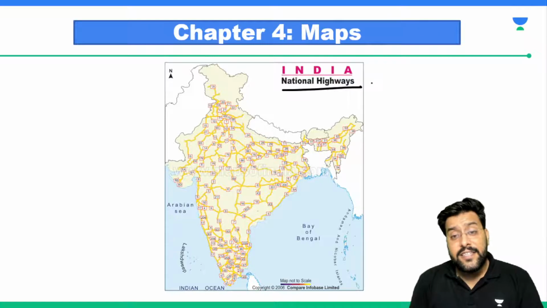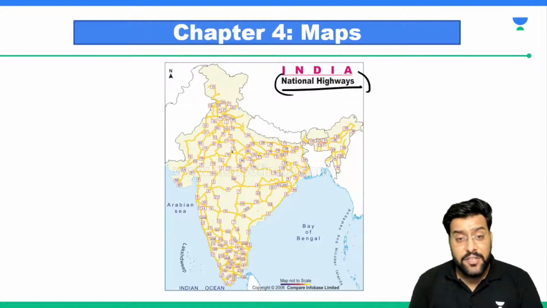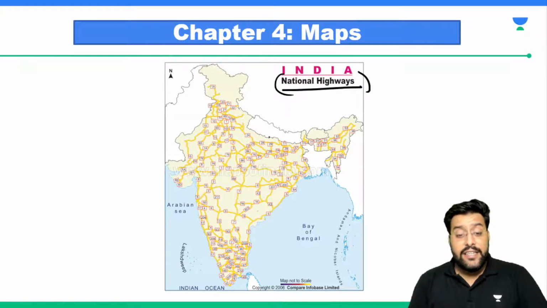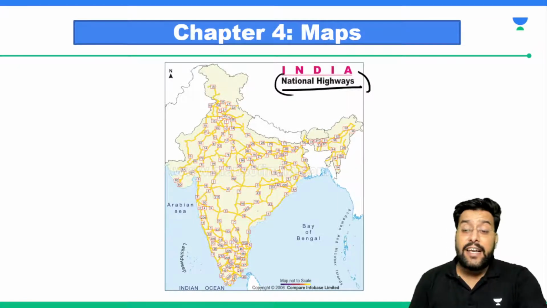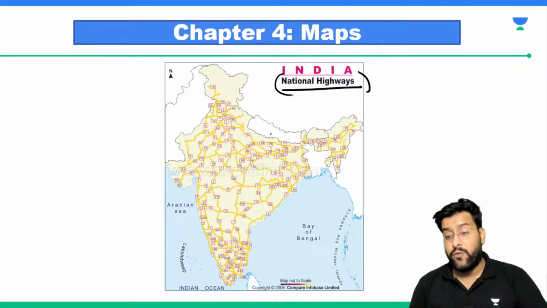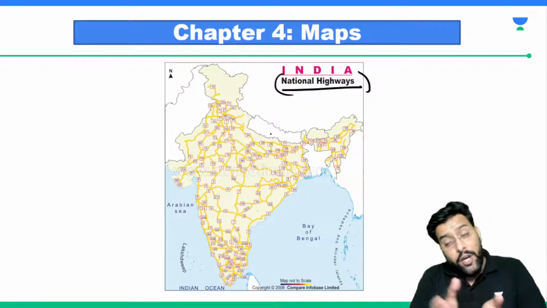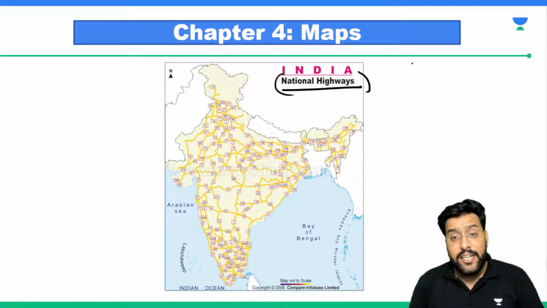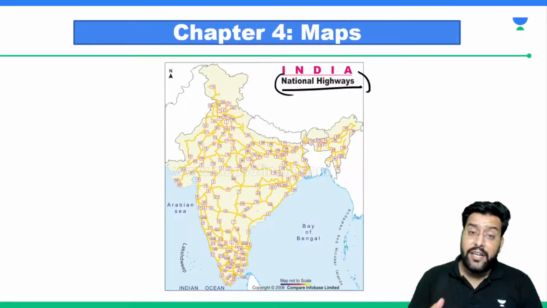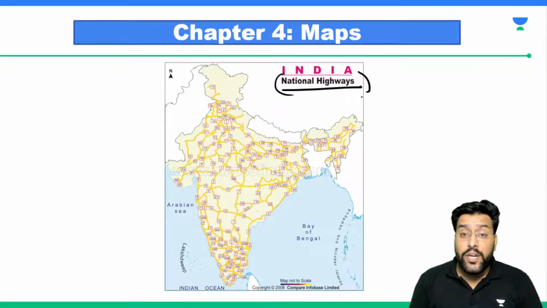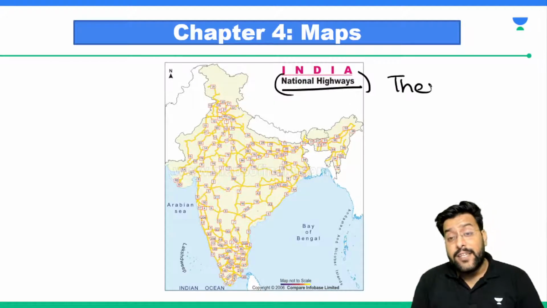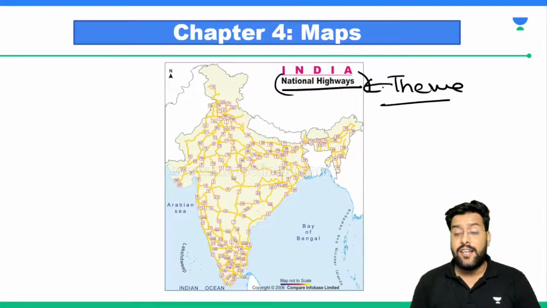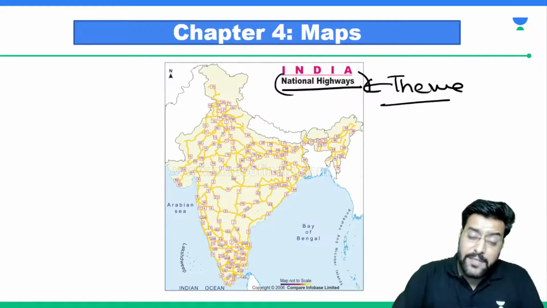For example, this is a theme based map for national highways. So you see all around here are the national highways. They tell us how well connected this country is by means of roads. So this map will not give you any other information. It is not telling you where the natural resources are located. It is simply telling you about one theme. And what is that theme? The national highways. So thematic maps are of different types.